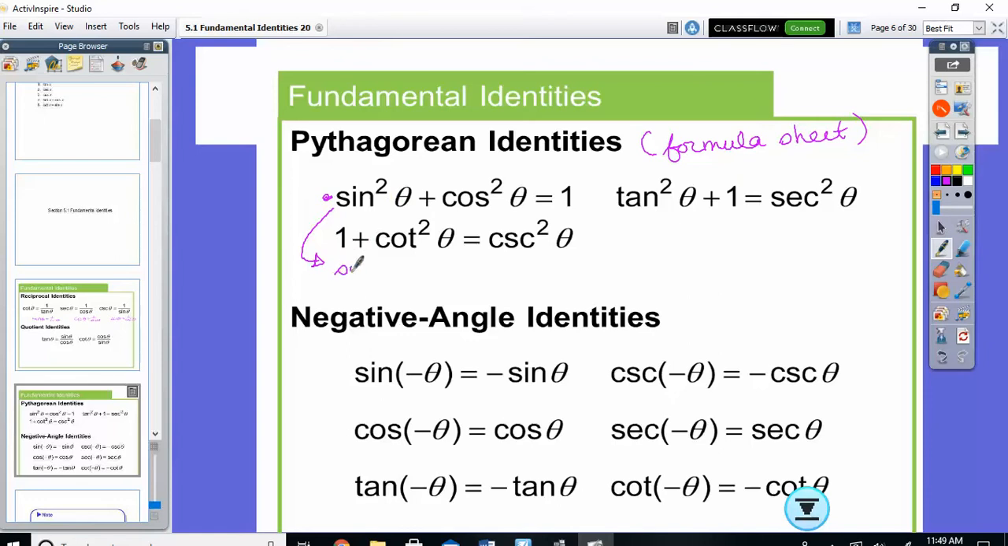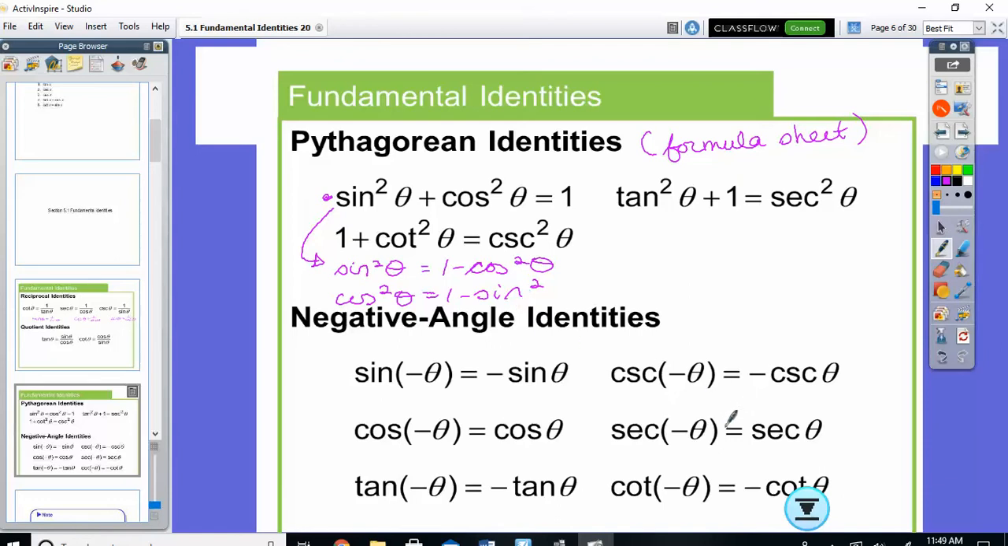You know, you could subtract over the cosine squared, which means sine squared is 1 minus cosine squared. Or I could subtract over my sine squared. So cosine squared is 1 minus sine squared. So we'll use variations of these formulas. They don't always have to look the same.